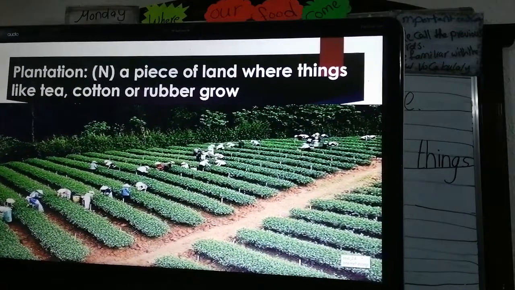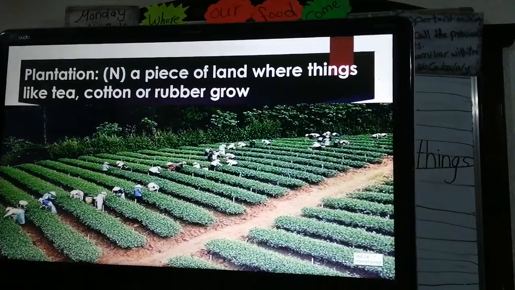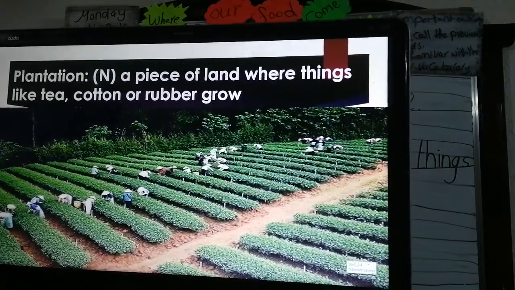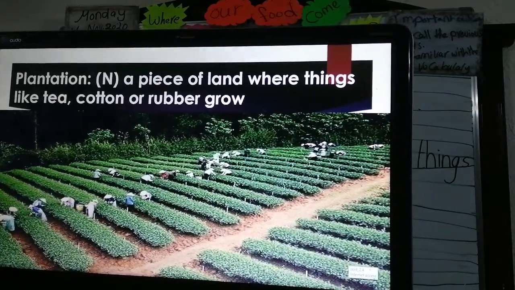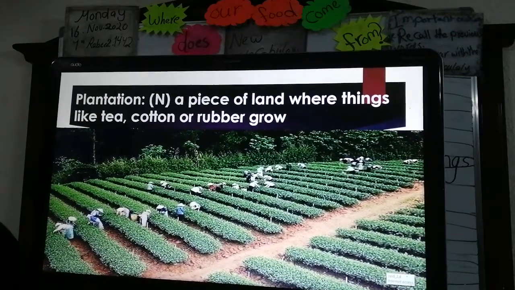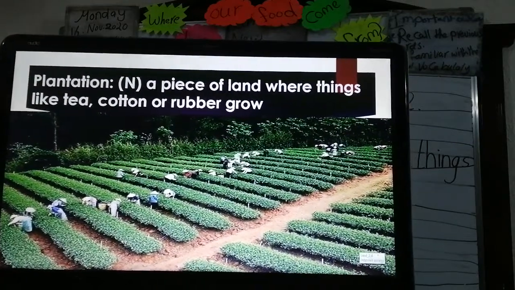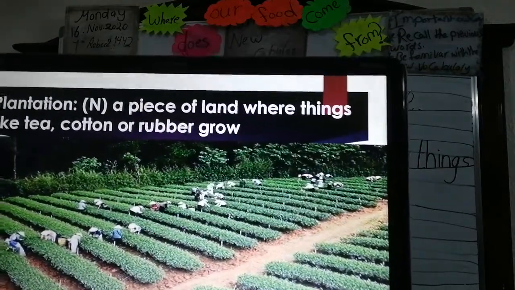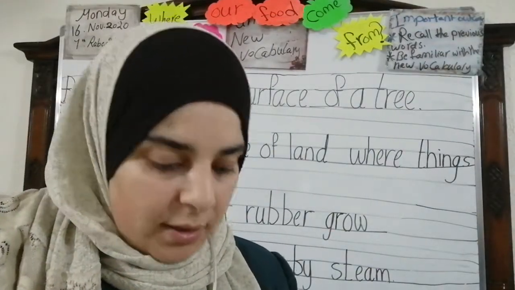Do you know cotton? Cotton or rubber اللي هو المطاط, okay? Tea, you know the tea. It's a chai. Again, plantation means a piece of land where things like tea, cotton or rubber grow. We plant these pieces of land with tea or cotton or rubber, whatever you want, okay? Again, what do you mean by plantation? It's a noun, a piece of land where things like tea, cotton or rubber grow, okay?